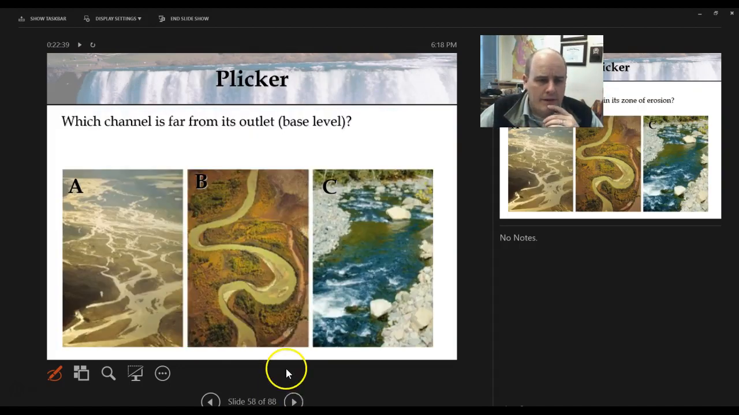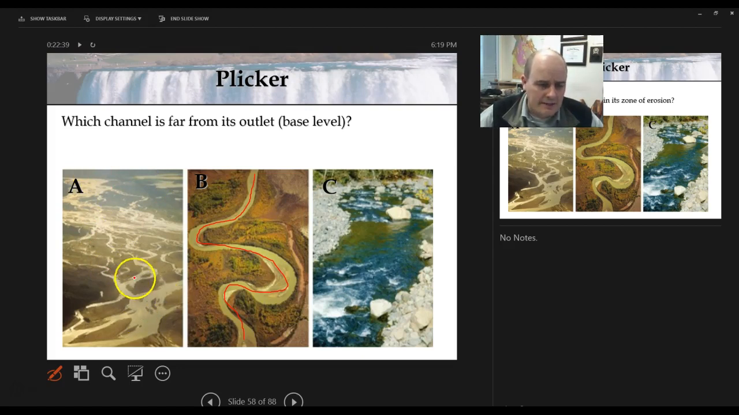Okay, so if you looked at these three pictures, which of these channels would be furthest from its base level? Which channel is far from its outlet? Well, we could tell by just looking at these pictures. This one is meandering back and forth, so we know that this one is close to its base level. This one has a lot of braids in it, which means that it's going from high elevation to low elevation suddenly, and also dropping its sediment.